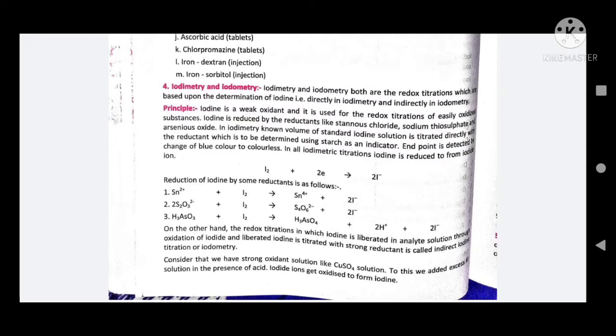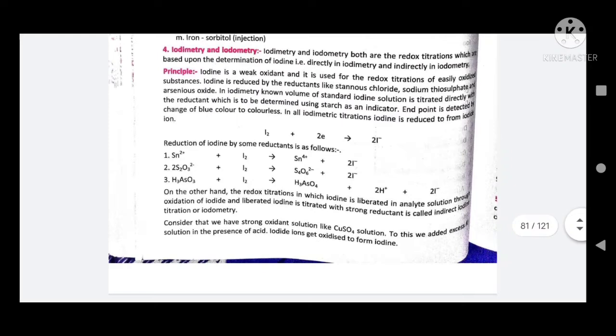See, in iodimetry, a known volume of standard iodine is titrated directly with the reductant, using starch as an indicator. It means iodine should be directly titrated with a reductant like stannous chloride or arsenious oxide. While titrating directly using starch as indicator, we will get the endpoint. How is the endpoint detected? By the conversion of blue color into colorless.